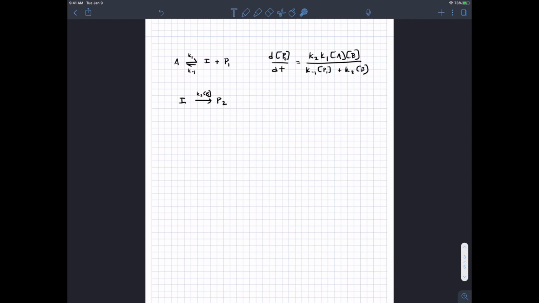So this creates an interesting situation because depending on what our concentration of B is that we're adding at this stage, we'll see different behavior. So imagine that B concentration is very, very small. Okay?